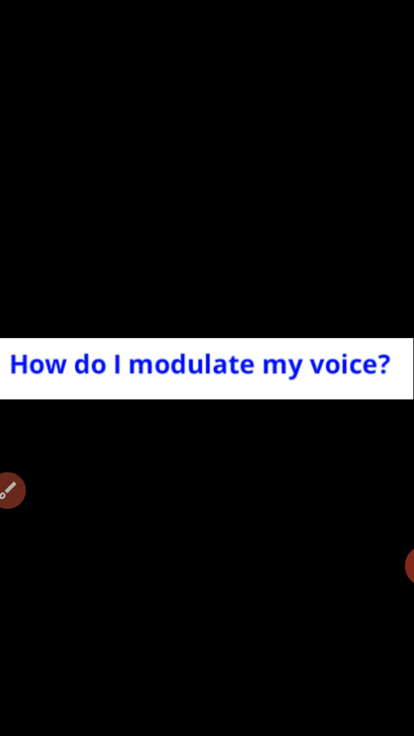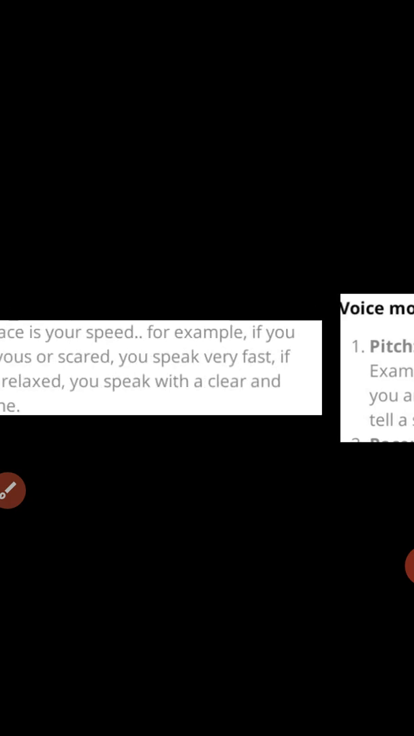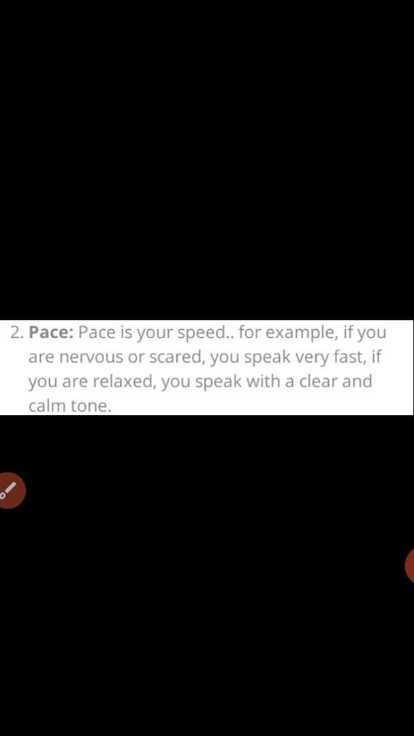How do I modulate my voice? Yes, you can modulate your voice by doing some practice. Voice modulation depends on 4 aspects. First is pitch. The pitch is the volume of your voice. For example, if you are angry, your voice gets loud. If you are sad, your volume is soft. If you want to tell some kind of secret, you whisper.